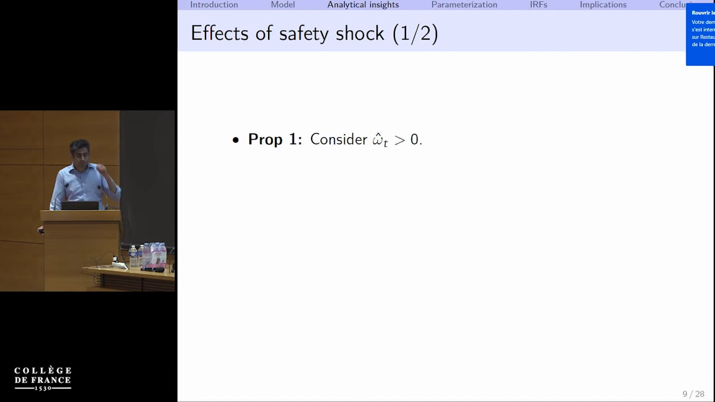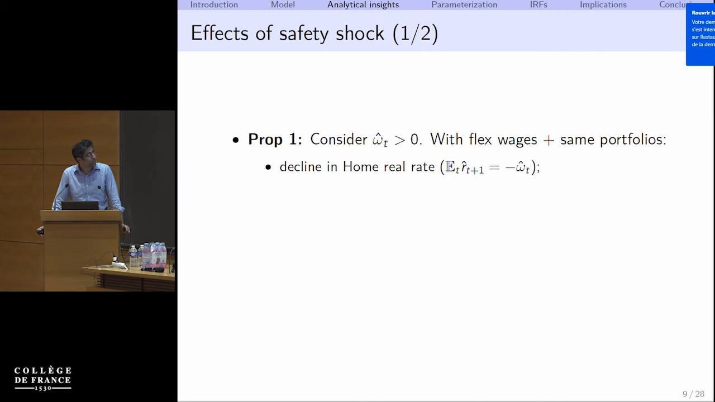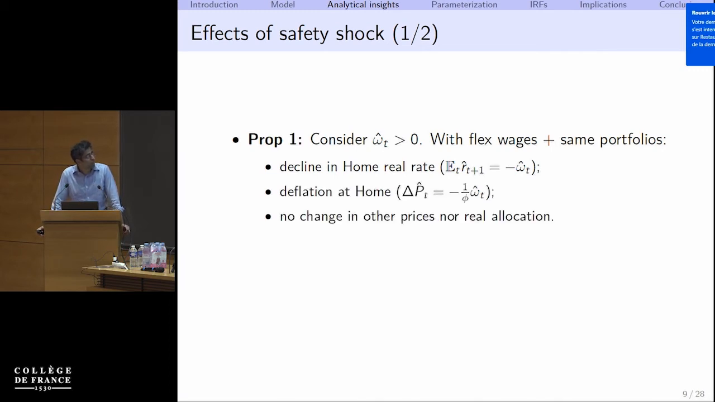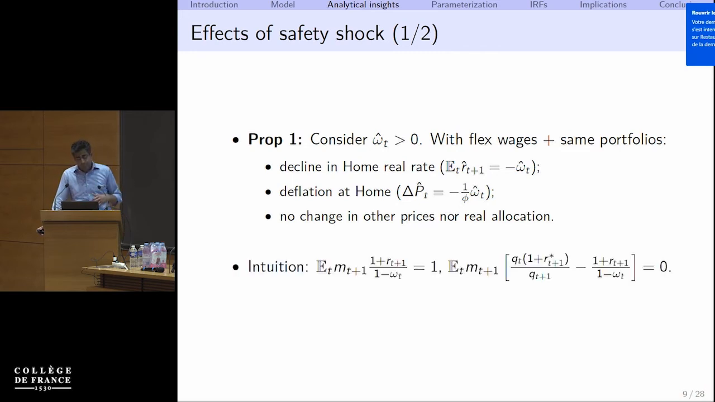Let me start with the first proposition. Consider, in the case with symmetric portfolios, a positive flight to safe dollar bonds, a positive shock to omega. Well, absent nominal rigidities, what would happen? We would have a decline in the real interest rate at home, we would have a deflation at home, and we would have no changes in other prices nor the real allocation. In other words, this shock is effectively neutral for macro. We don't really care about it. It's going to change real interest rates. It's not going to affect allocations otherwise.